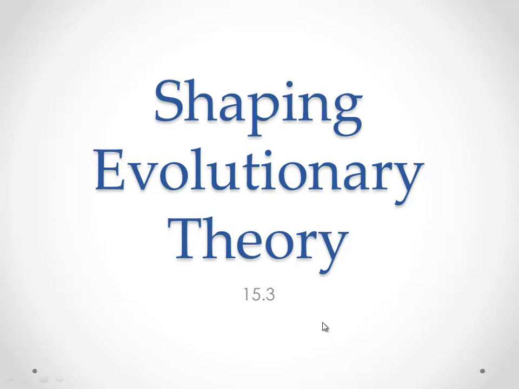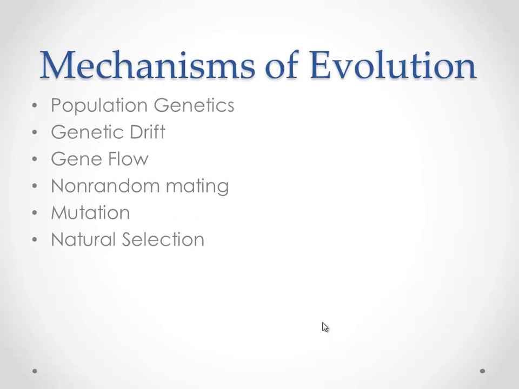Today we're going to do the podcast on 15.33 Shaping Evolutionary Theory, and this podcast is going to deal with the different mechanisms of evolution. The 6 mechanisms that we're going to talk about today are population genetics, genetic drift, gene flow, non-random mating, mutations, and natural selection. So let's start with population genetics.